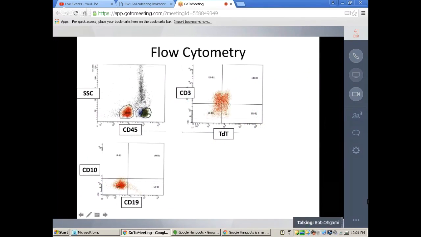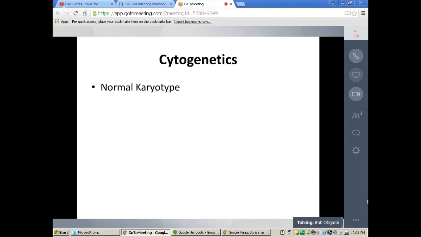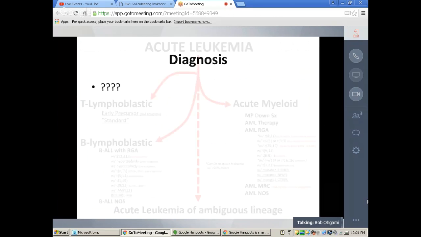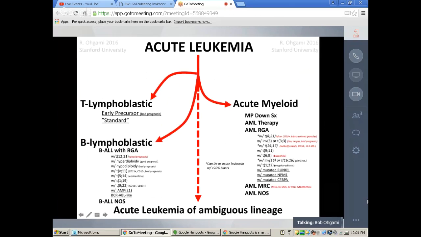Flow cytometry is performed, and you can see the plot here, and what you notice right away is that there's CD3 expression on these blasts, and TdT, and no CD19. Then cytogenetics are performed, and I can tell you that there's a normal karyotype for the patient. So what's the diagnosis here? Again, I would encourage you to use this roadmap that I developed to try to diagnose these acute leukemias. I'm happy to distribute it to people who are interested later, or you can see it here and use it.